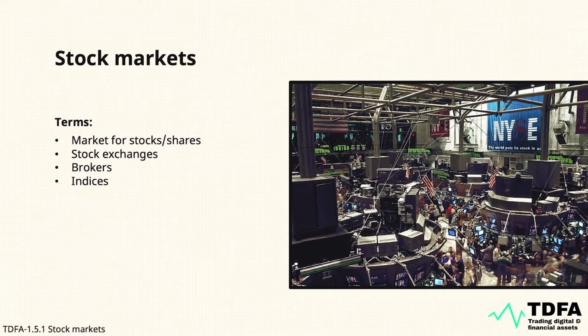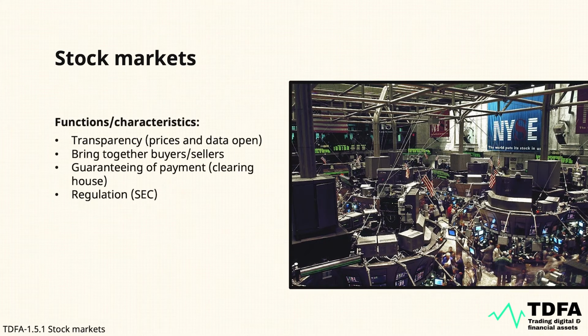Last term, indices or indexes can be seen as a composite of a certain amount or certain type of stocks. I think the most famous example of this is the S&P 500 index, which consists of 500 of the biggest and most popular companies traded on stock exchanges. If this went a little bit quick, don't worry, we are going to use the tools to show you exactly what that looks like. Some functions and characteristics of stock markets.